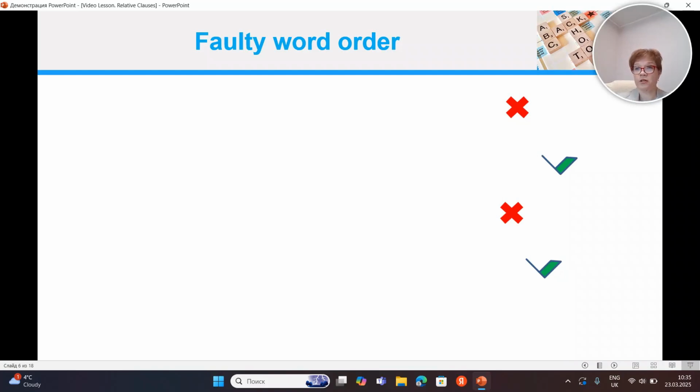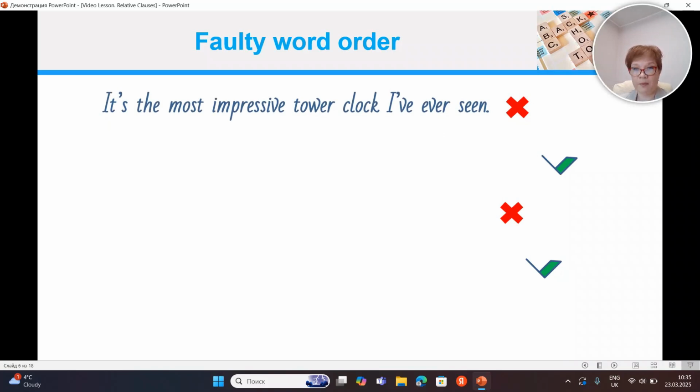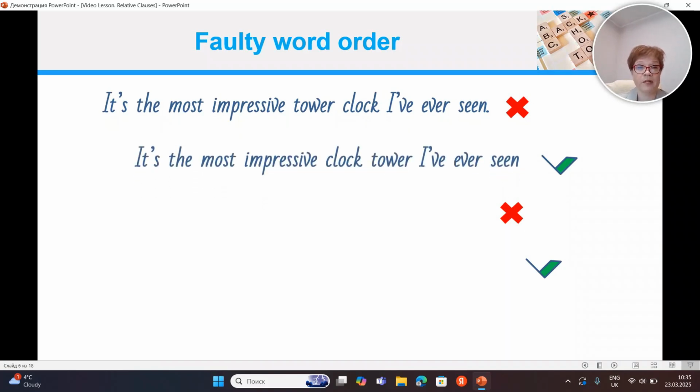Word order in English is super important. Get it wrong and your sentence might mean something completely different. Let's look at the first sentence. It's the most impressive tower clock I've ever seen. That sounds weird. Tower clock sounds strange in English. The correct phrase is clock tower. So, the correct sentence sounds like, it's the most impressive clock tower I've ever seen.